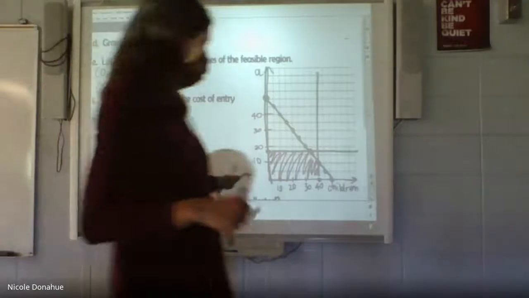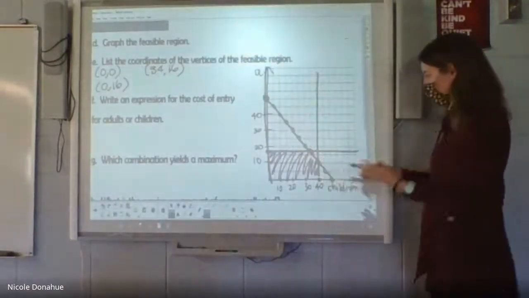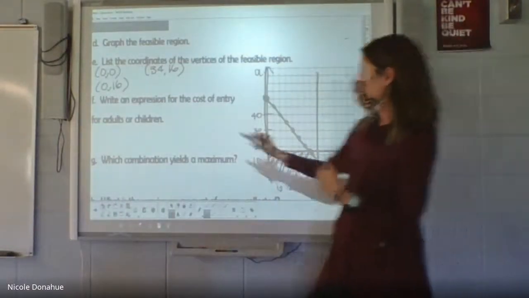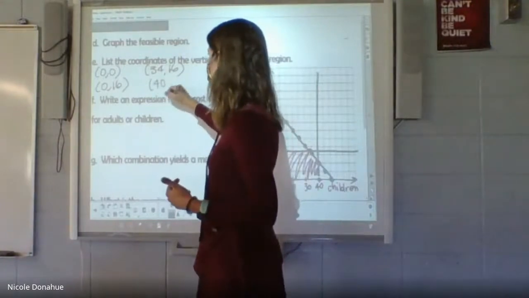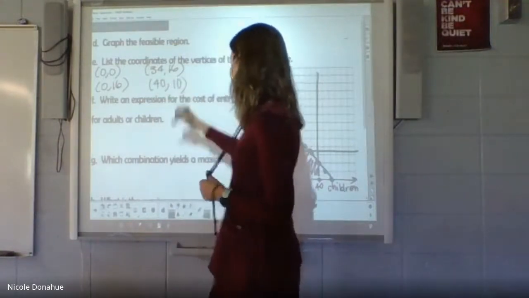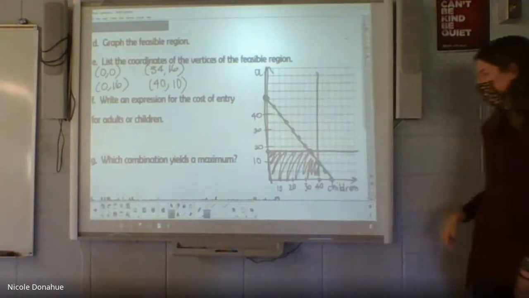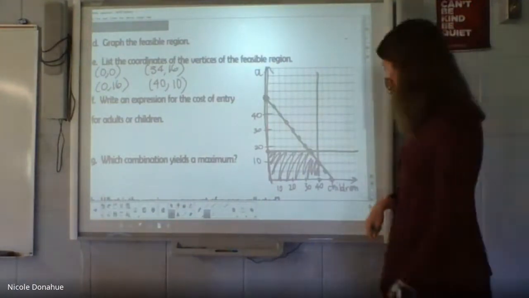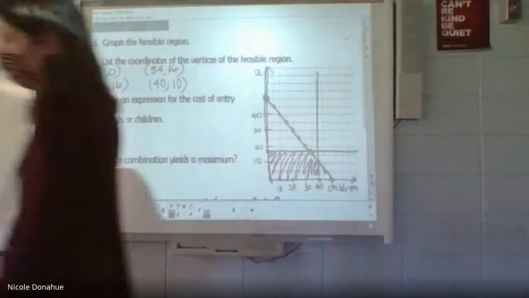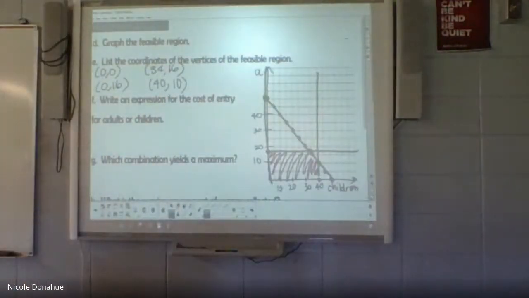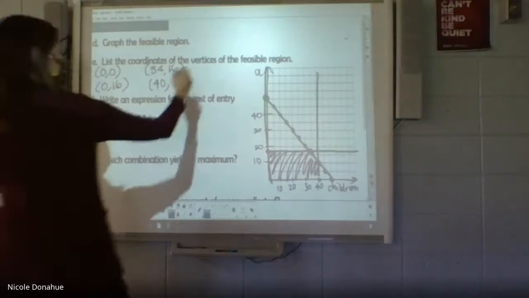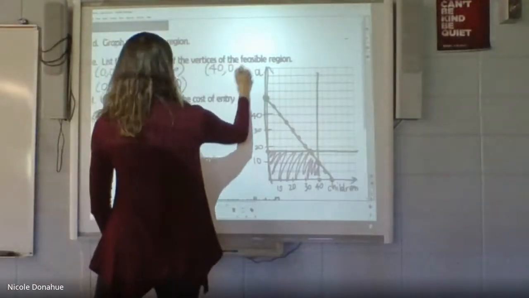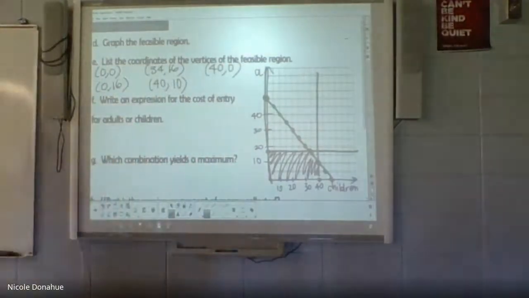The next one was all the way over here. If there's 40 children, how many adults? Would be 10 adults. And then there also could be 40 zeros. All right.